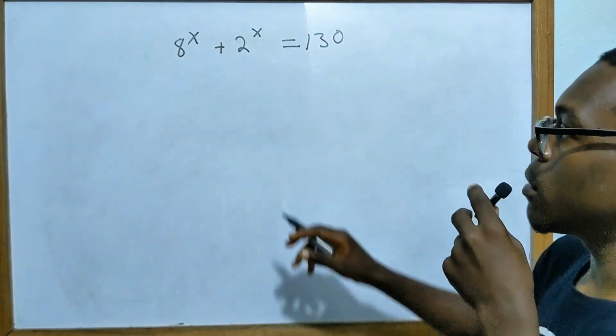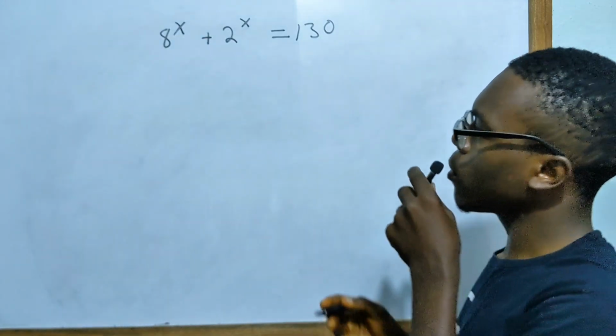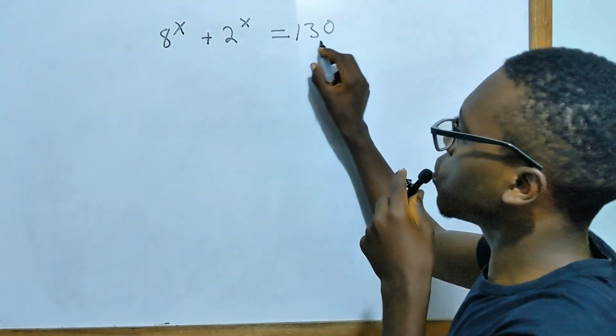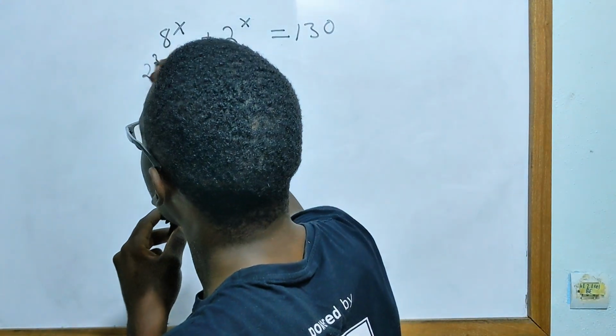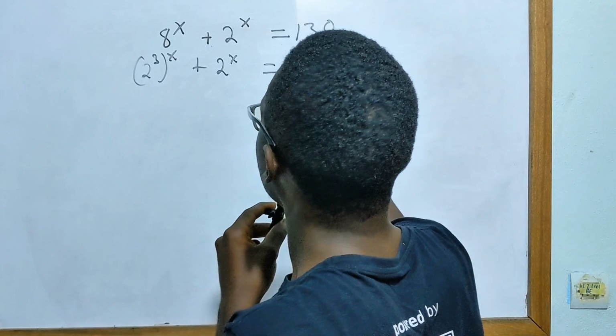Okay, here we have this Olympic math question to solve. How can you solve this? I think it's quite easy. You have 8 to the x plus 2 to the x equals 130. It can be expressed as what? 2 cubed to the x plus 2 to the x equals 130.